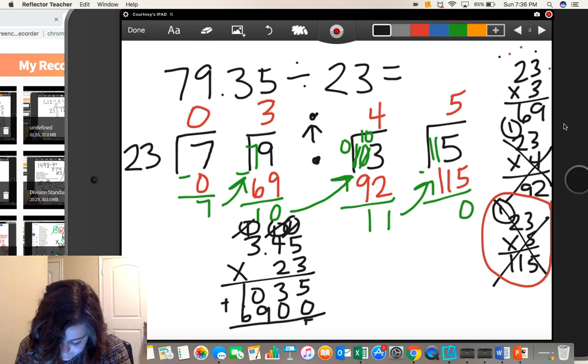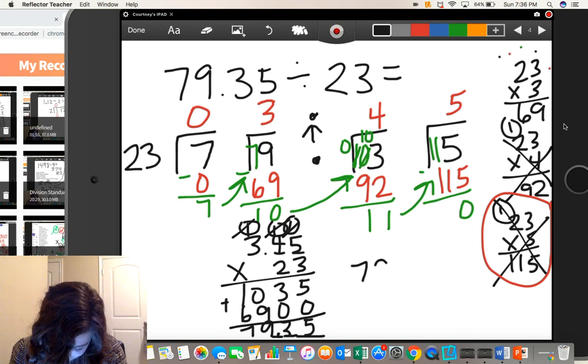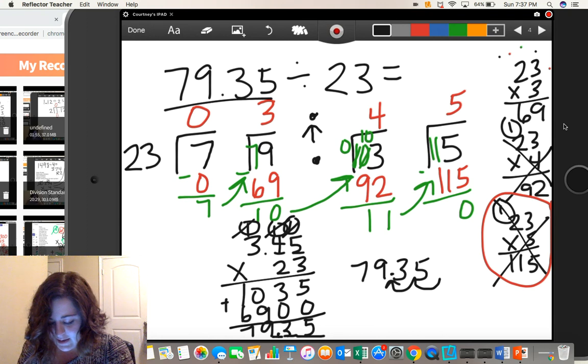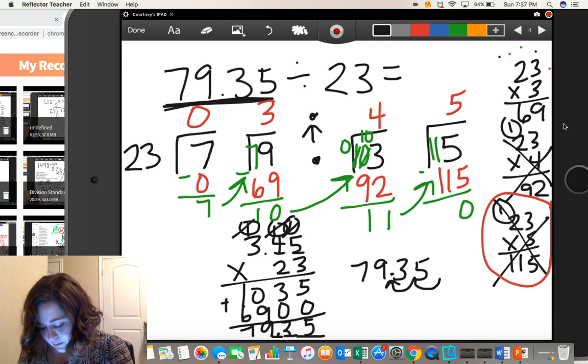5 plus 0 is 5. 3 plus 0 is 3. 9 plus 0 is 9. And 1 plus 6 is 7. Two numbers after a decimal, so I'll move my decimal 2 spaces. That gives me 79 and 35 hundredths, which is my dividend that I started with. So that's how I know my answer is correct.